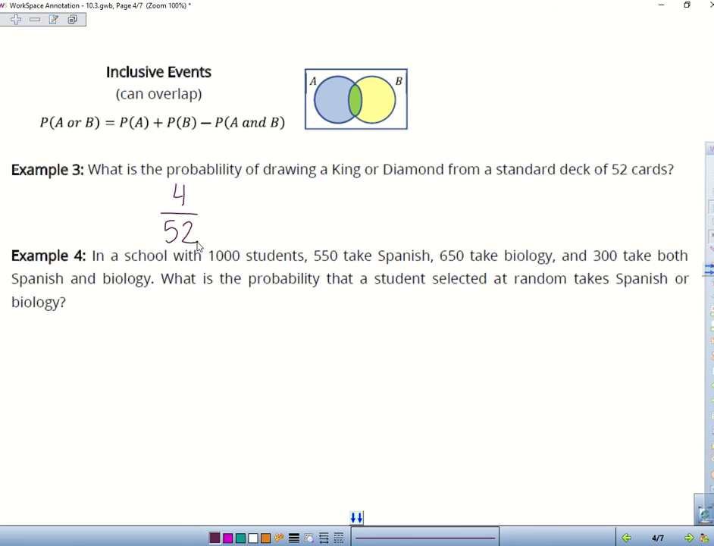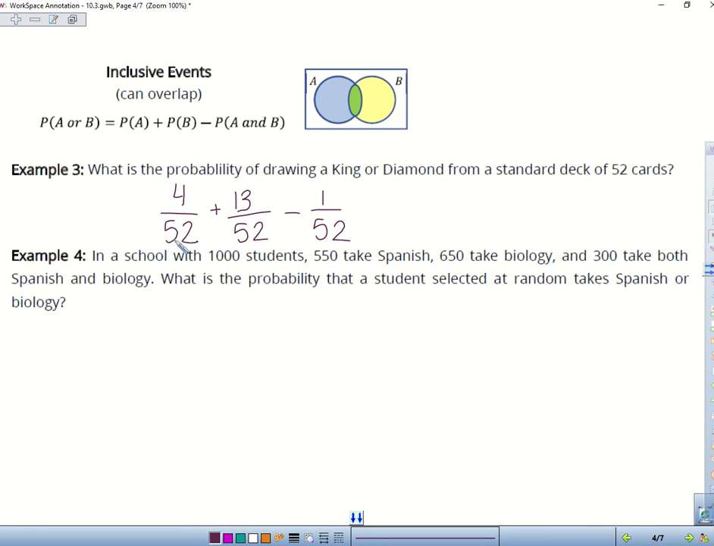Anyone know how many of each suit? 13. Now that would be the answer, but we do have an issue. Is there a possibility of getting a king and a diamond on the same card? Yes. And how many king of diamonds are there in the deck? 1. Just 1. We have to subtract that away because I'm going to explain to you why.